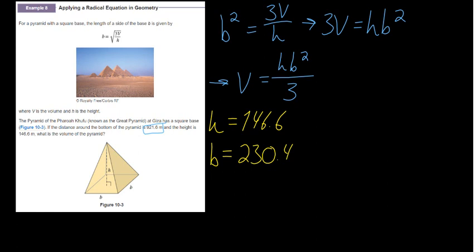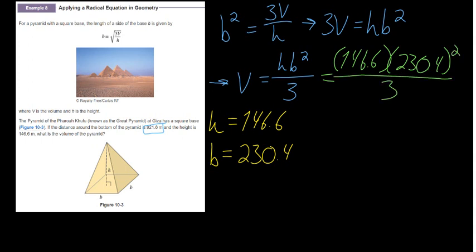All right, so I've got my h and B, and I can plug those in and figure out my volume. So let's go ahead and do that. It's going to be equal to my height, 146.6, times 230.4 squared, oh man, that's going to be huge, all over 3, which would be equal to, I'm just putting this in the calculator, 230.4 squared.